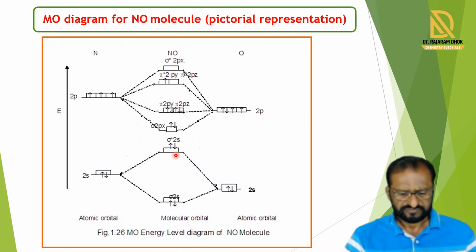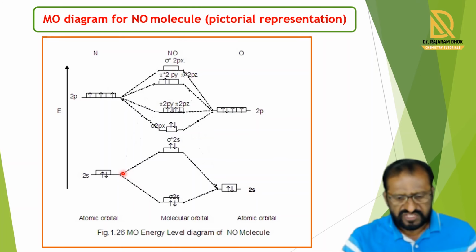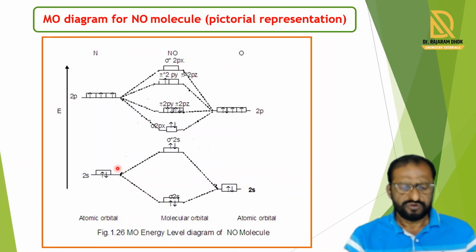Now we see how the electrons are filled in the molecular orbitals. In the 2s atomic orbital, 2 electrons are present. In the 2p atomic orbital of nitrogen, 3 electrons are present, that is 5 electrons of nitrogen. In the case of oxygen, there are 2 electrons in 2s and 4 electrons in 2p. So 6 electrons and 5 electrons, that is 11 electrons, are filled in the molecular orbitals.